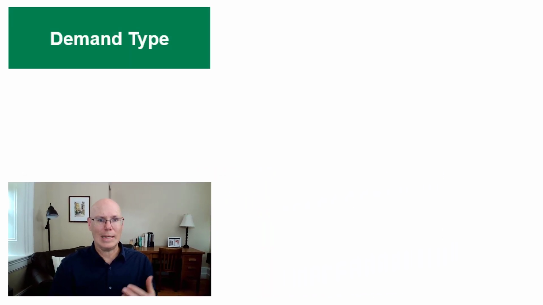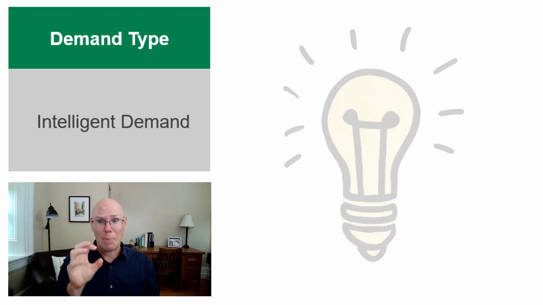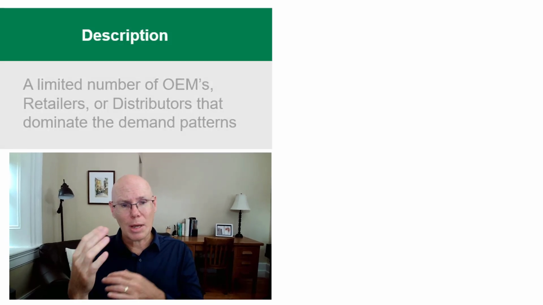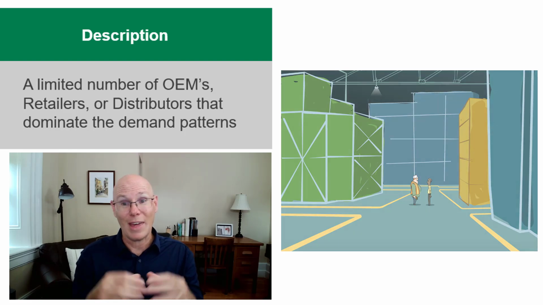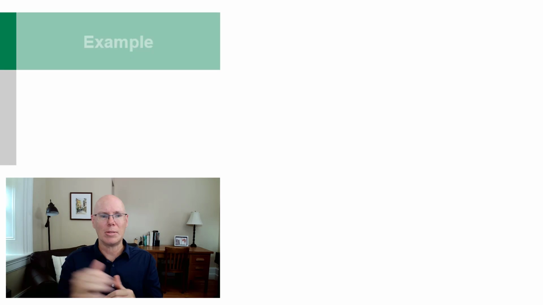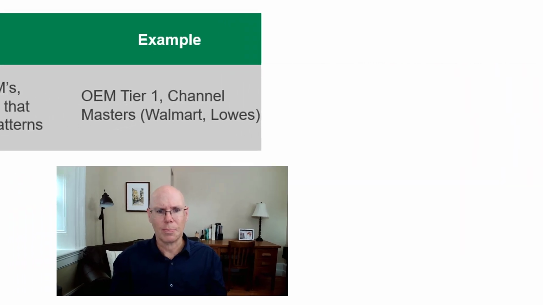This brings us to intelligent demand. Now, you might have a hard time calling any demand signal intelligent, but bear with me as I break it down. This is very similar to dependent demand, but intelligent demand really applies if you have a significant customer that's typically a distributor or a retailer that is stocking your product for resale. Think about Walmart, Home Depot, Lowe's, large box stores.